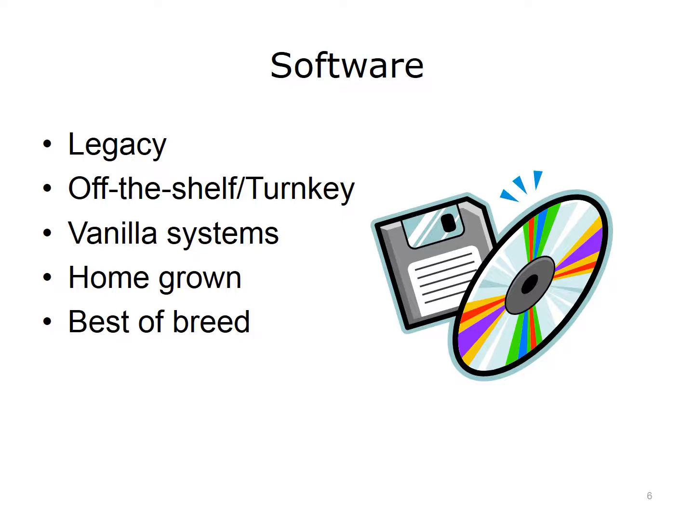Legacy systems are those systems that have been in place and used by the organization for a period of time. They may be used alone or in combination with other applications. When an organization purchases and implements a system with little or no customization, this is referred to as an off-the-shelf system or turnkey system. A system that is more of a framework for the organization's own customization is often referred to as a vanilla system.